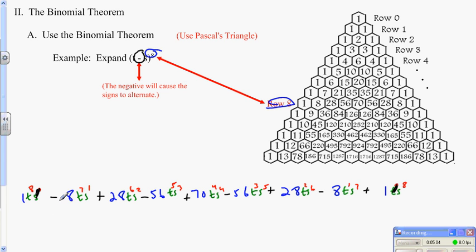Now notice that our answer has all the same numbers that were in the row when we started. That's because there are no numbers in the parentheses.